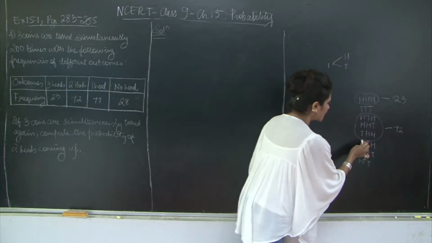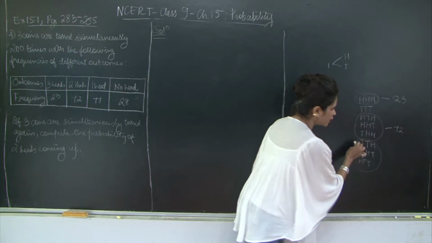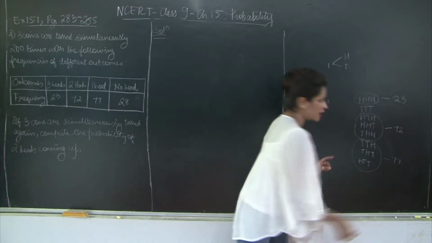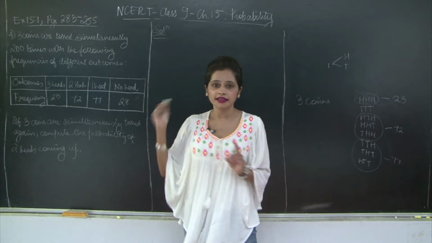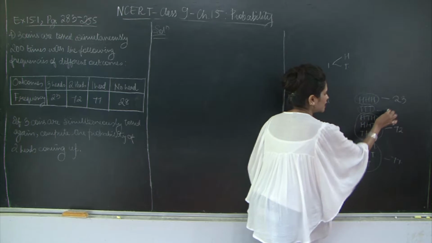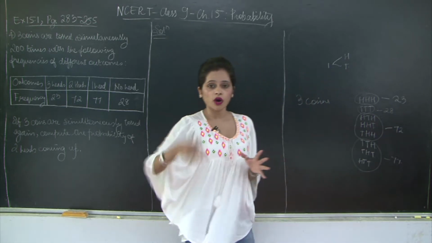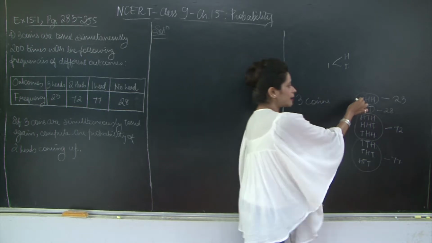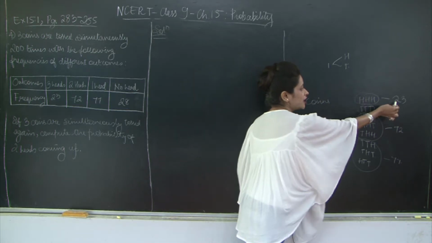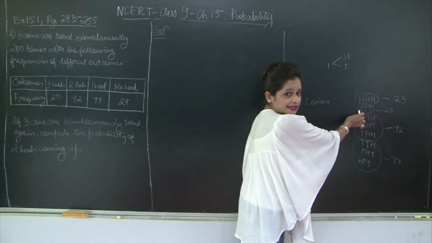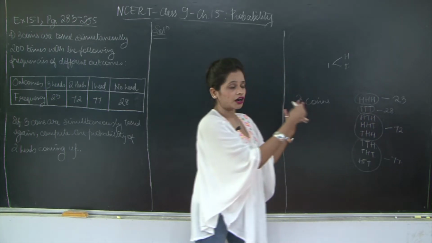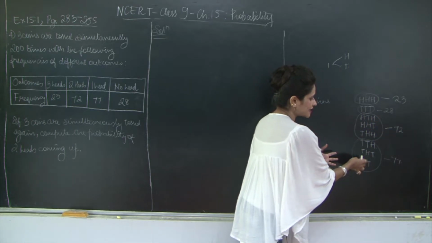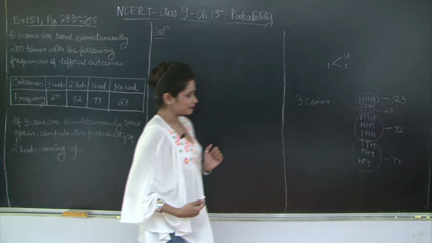So where do we have one head? We have one head over here. This occurrence is going to happen 77 times. And where you get no head at all, the occurrence is going to be 28 times. So out of 200 tosses of three coins tossed simultaneously, three heads occur 23 times, no heads is 28, then twice heads is 72, and single time heads is 77, right?